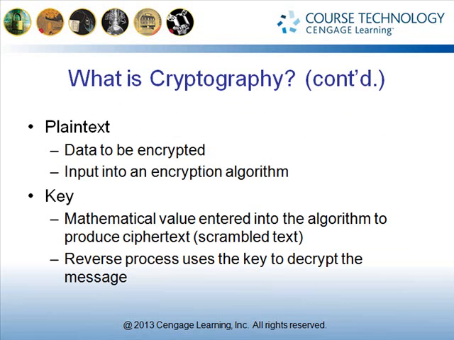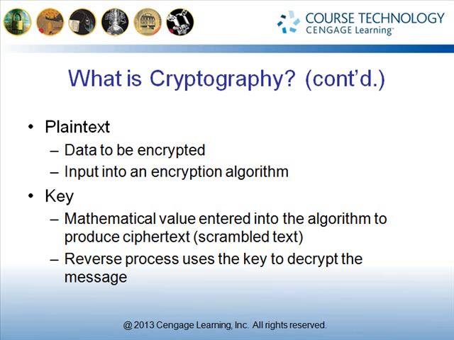Plain text data is different than clear text data. Clear text data that is to be encrypted is called plain text data. Plain text data is input into an encryption algorithm, and that algorithm consists of procedures based on a mathematical formula used to encrypt the data. A key is a mathematical value that is entered into the algorithm that actually produces the scrambled text, what we call ciphertext. Just as a key is inserted into a lock to open a secure door, in cryptography, a unique mathematical key is input into the encryption algorithm to create our ciphertext.